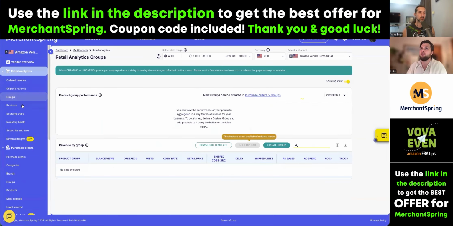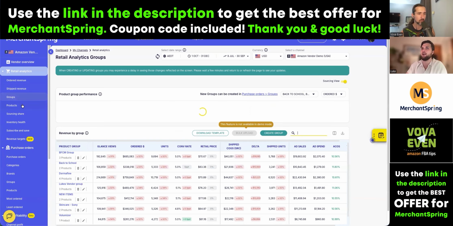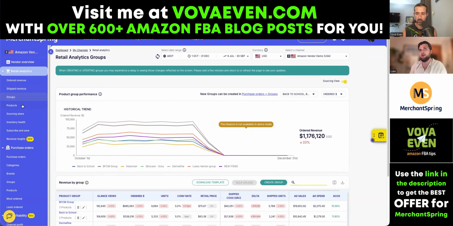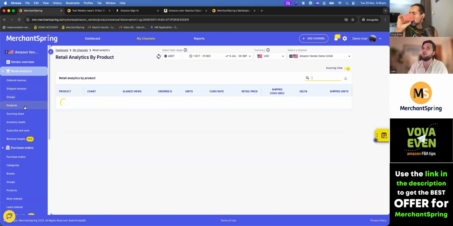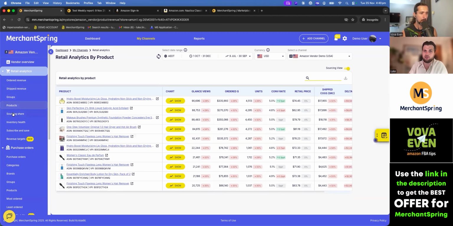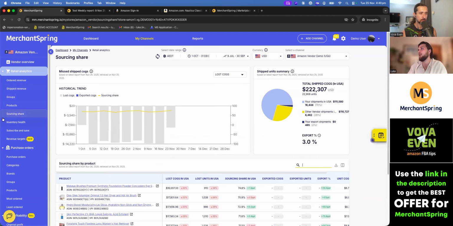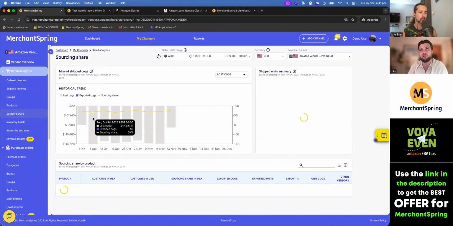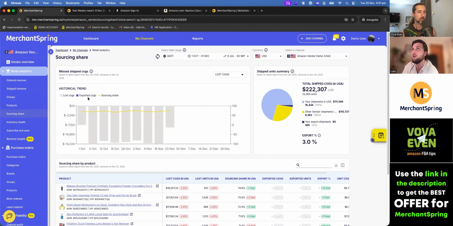We can go through and do the same thing around groups and create our own groups of products. We can go into the products themselves, which is very similar to what we've seen before. We can look at the sourcing share as well, right? With a snapshot over here, and our lost COGS, exported COGS and source share. So we can see our lost POs as well, which we refer to as your lost COGS.